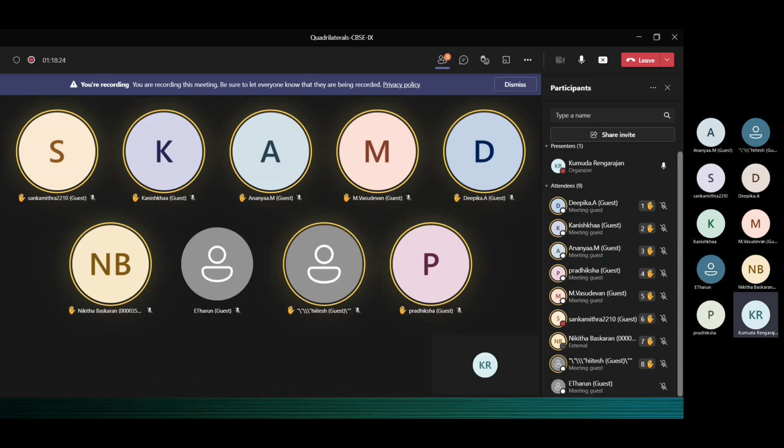Deepika, Kanishka, Ananya, Pratiksha, Vasudevan, Sangamitra, Nikita, Hitesh, E. Tarun. All children.